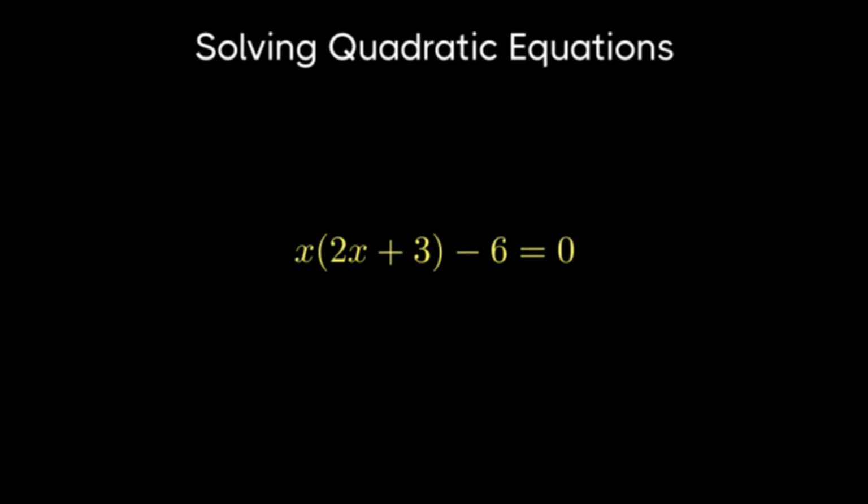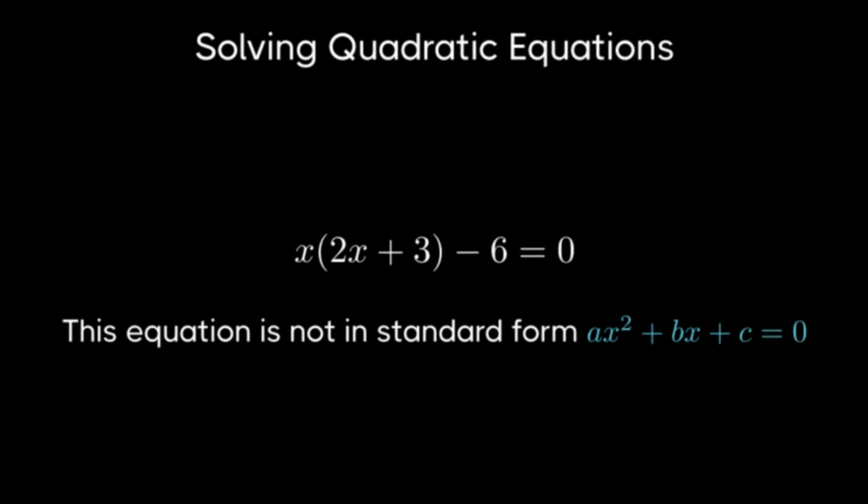Notice the structure of this equation. We have a term in parentheses being multiplied by x, which means we'll need to use the distributive property to expand it. Before we can apply any quadratic formula or factoring techniques, we need to convert this to standard form, ax squared plus bx plus c equals 0. The standard form allows us to identify the coefficients we'll need for solving.